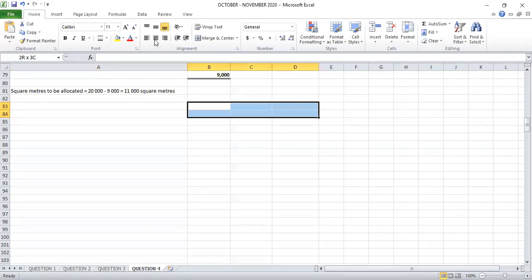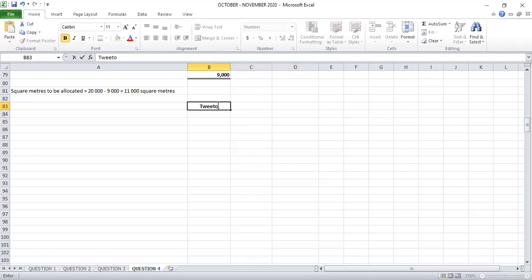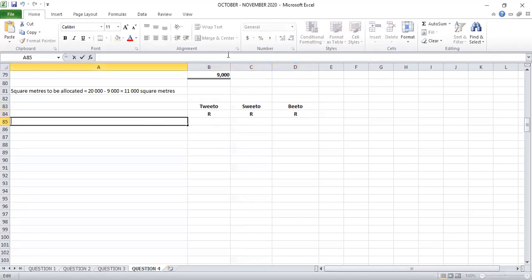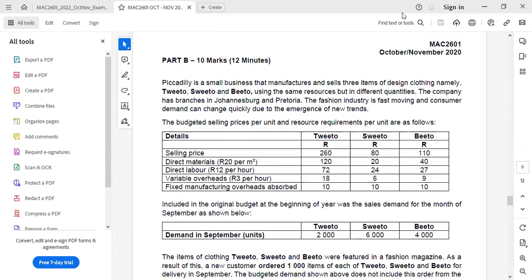So we'll then calculate here. We have Twito, Bito. Right. So we first have to calculate the contribution. Remember, contribution is selling price minus variable cost. So it will be this selling price minus this variable cost 1, 2, and 3. We don't subtract the fixed cost when we're calculating the contribution. Right. First of all, we have to calculate the contribution. So that is selling price.